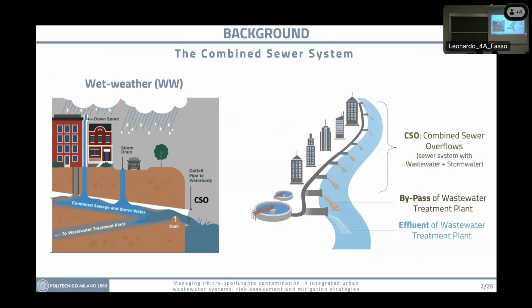So during wet weather, when we have rain events, we have the discharges of CSOs, that are these combined sewer overflows, that are many along the sewer system. And then we have the bypass, that is a kind of a CSO, but is right before the wastewater treatment plant. And then, of course, we have the effluent of the treatment plant, but this effluent is treated while the other discharges are not treated.